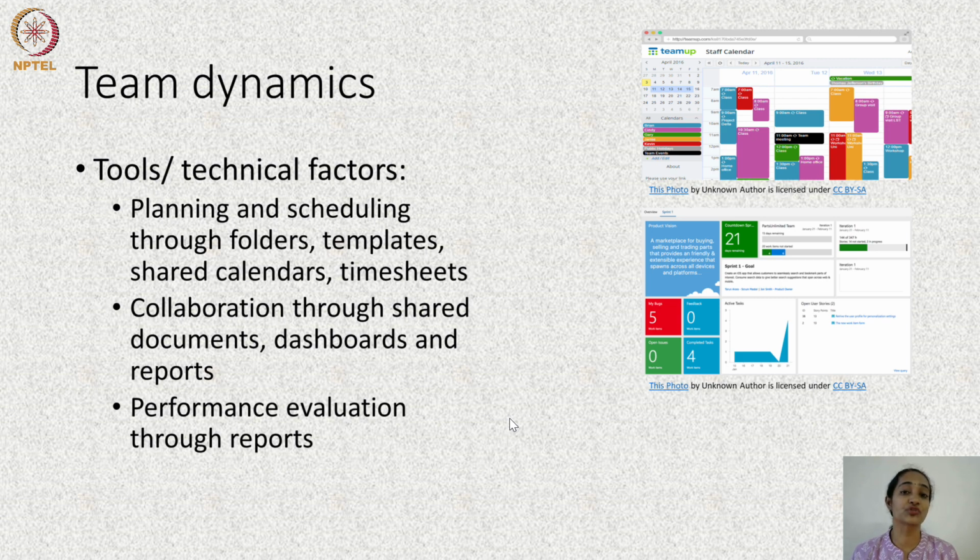Collaboration also happens through shared documents, dashboards, and reports. Shared documents are very important because they not only help us track which team member has contributed to what, but it also helps us keep track of the different versions through which the product has progressed. Performance evaluation also happens through reports, making sure that the work of the team remains as transparent as possible to all the team members involved.